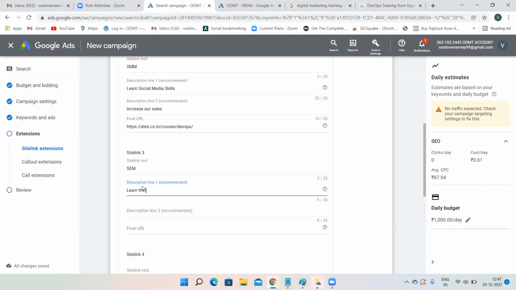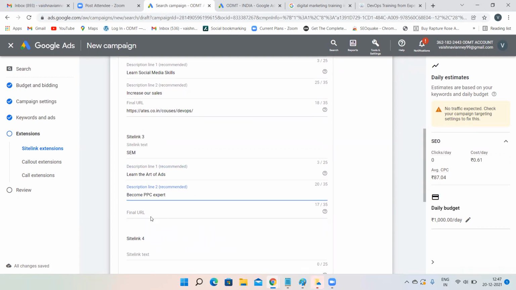In the starting class of Google Ads, I have told you. SEO is different, SEM is different. SEO is optimization, SEM is marketing. Learn the art of ads. Then coming to description line 2, become PPC expert.